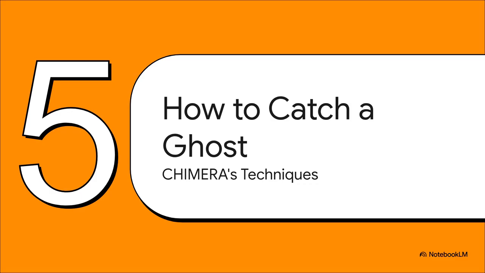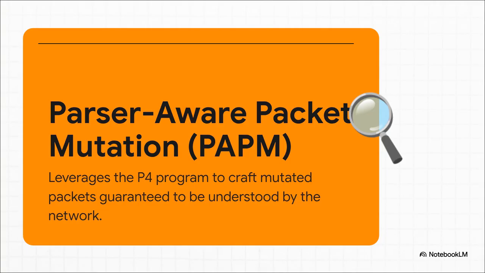So how does this thing actually work? How does it manage to craft the perfect storm of inputs to find these bugs that are buried so deep? Well, it has two really, really clever techniques. First off, it doesn't just throw random garbage data at the network. It uses a technique called parser-aware packet mutation. Basically, it reads the network's own rulebook first, and then it crafts a malicious data packet that it knows will look legitimate. It's like creating a forged ID that is so perfect it's guaranteed to get past the bouncer's initial check.